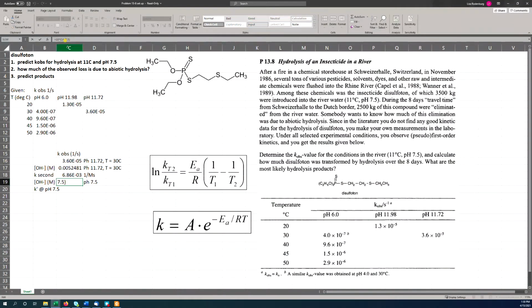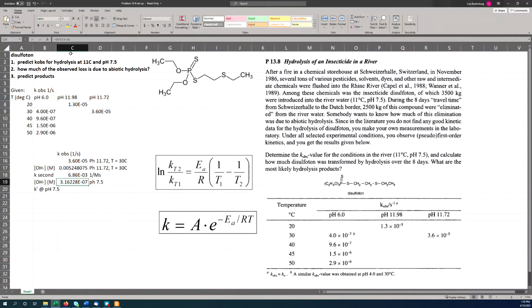I made the same mistake again here. 7.5 minus 14, is that right? 10 to the minus 7, yeah, that's right. That's the concentration of OH at pH 7.5. Then I multiply that times our second order rate constant, which is in per molar second, and I'm back to another pseudo first order rate constant of 1 over seconds, but now this is at pH 7.5. And we're still at 30 degrees C.